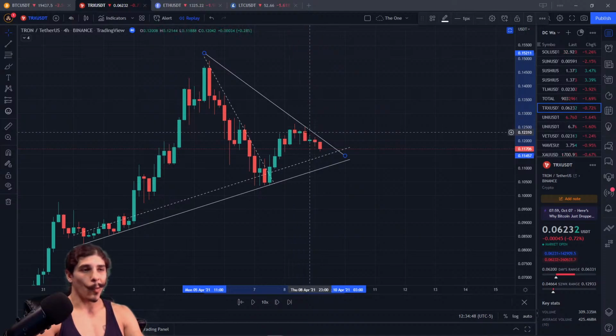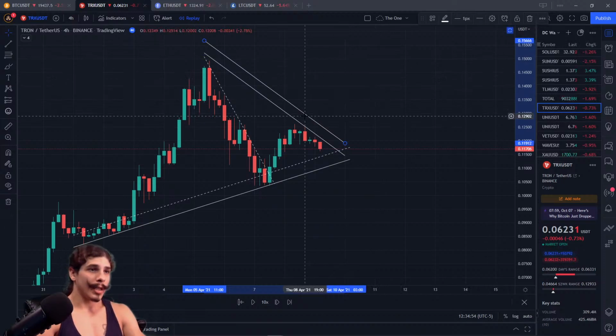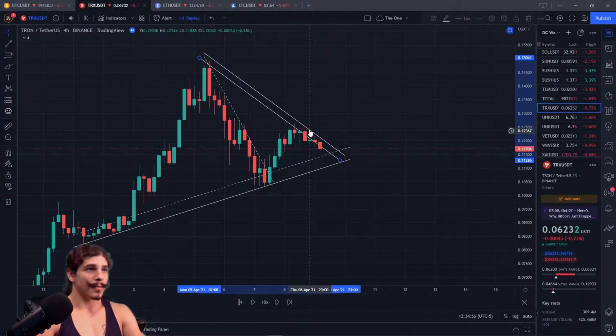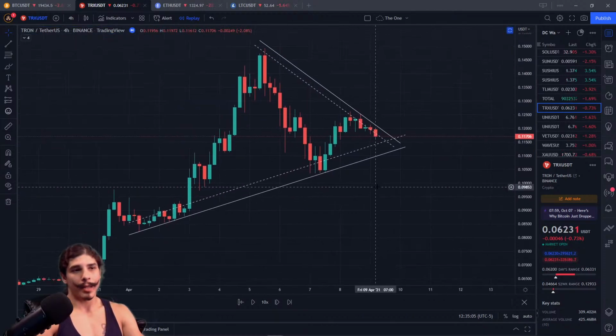If you want to play either way is fine. Generally, I like to try and use wicks. I try not to cut through wicks if it's not necessary. And then again, I'll clone it up, make sure I get the same slant there, same slope grade, and I'll remove this one because that's an old trend line now. And now we're playing this triangle.